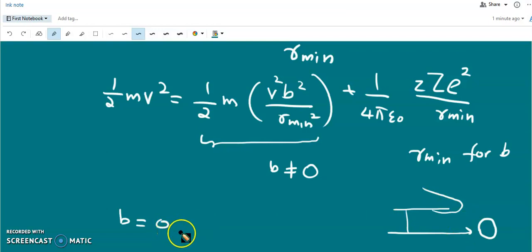So at this point the distance from the nucleus is d.